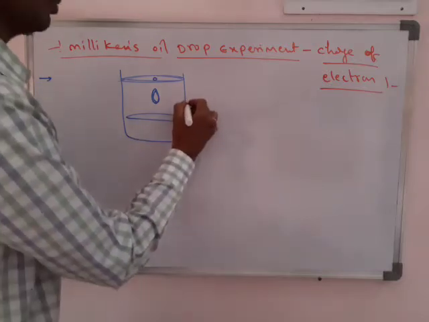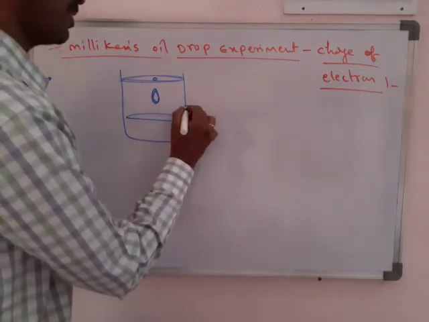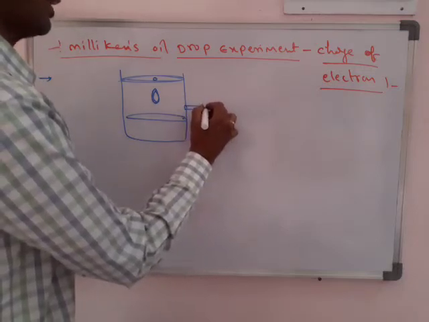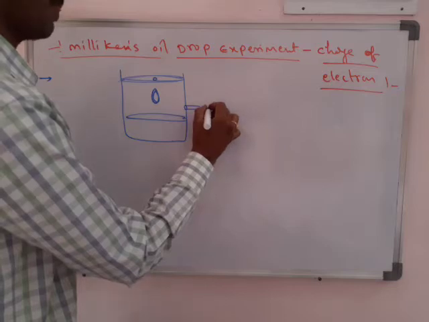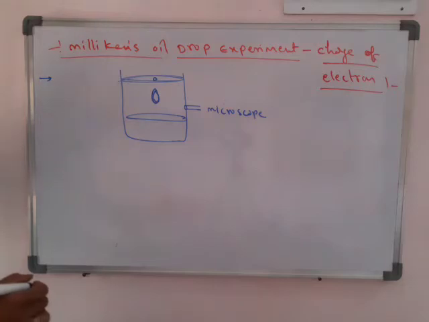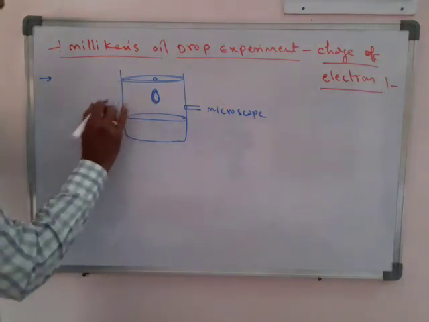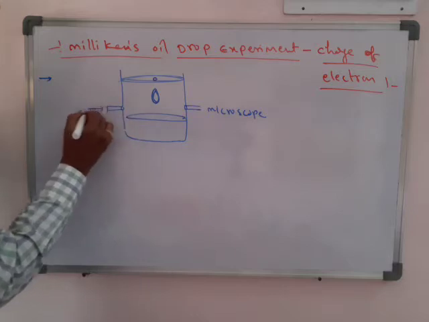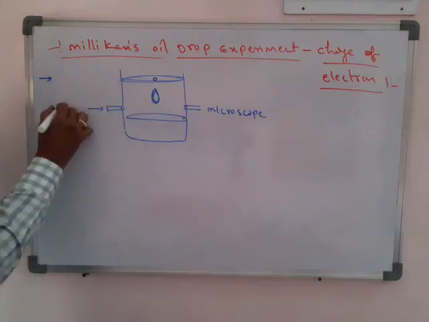There are also different pieces of equipment connected to this chamber. There is a microscope. There is also one other thing, a way to pass the x-rays.